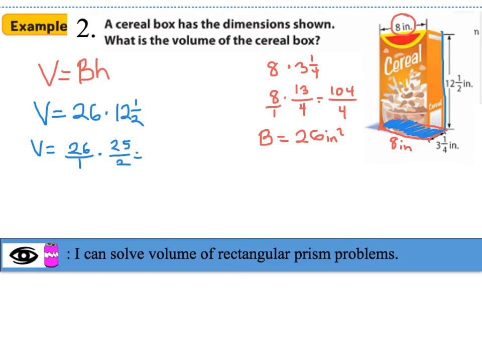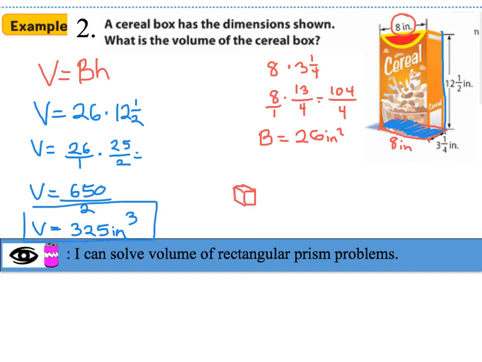25 times 26. I would get 650 on the top, and 1 times 2 would be 2. So if I simplify that further, 650 divided by 2 gets me 325 inches to the third power.